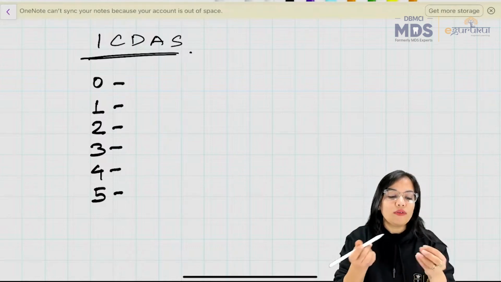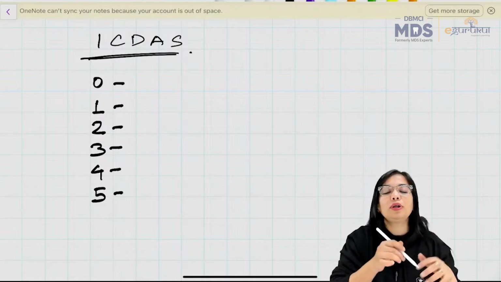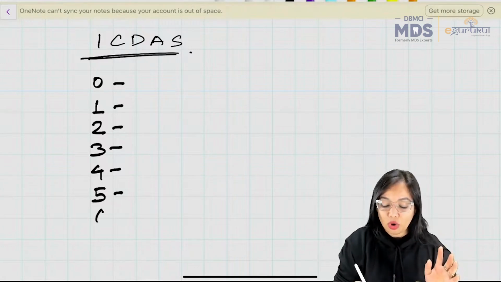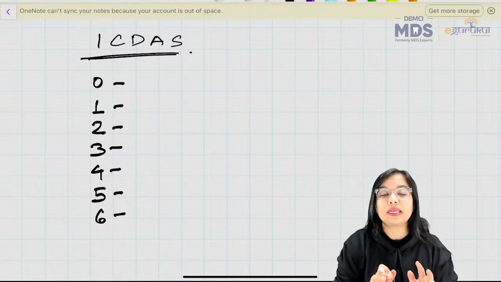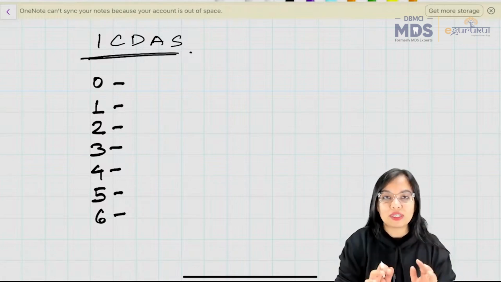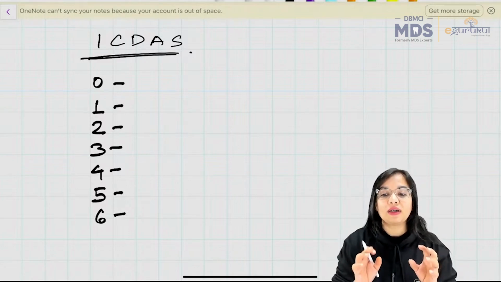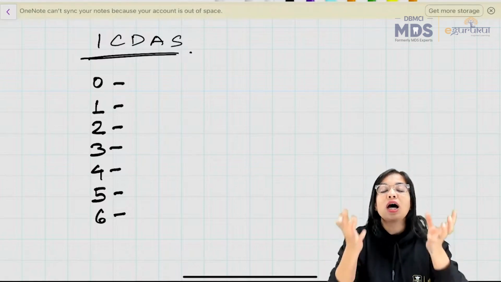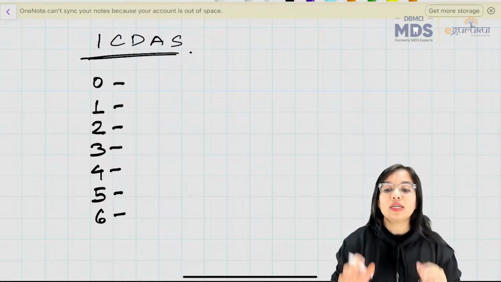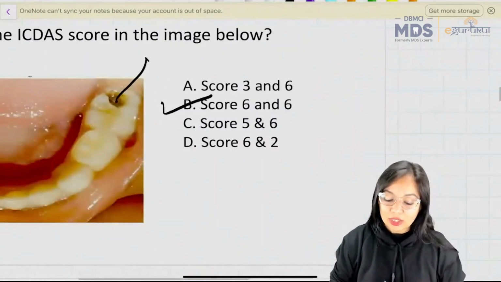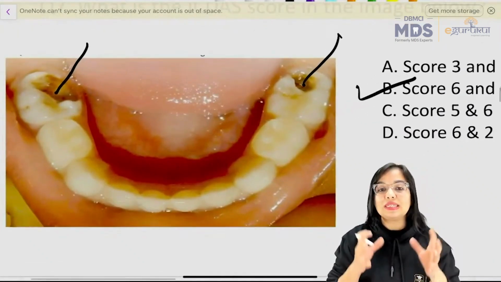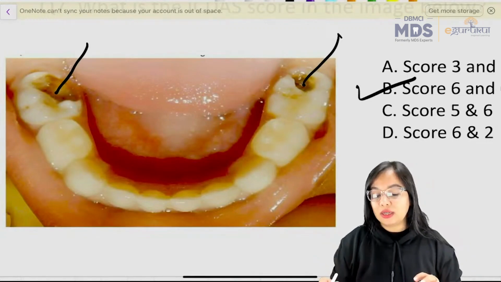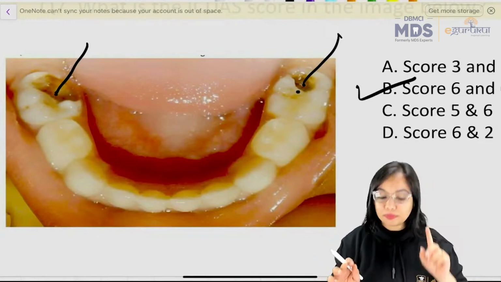When you use a hand instrument, you will be easily able to appreciate that there is disintegration of enamel and dentine. Whereas when we talk about score 6, that shall mean that there is extensive distinct cavity involving dentine, and the cavity is deep and wide and it involves half to more than half of the tooth structure. So that becomes score 6. So here when you see in this picture, there is distinct deep wide cavity over there in both of the teeth. So the answer here becomes score 6 for both of the teeth.